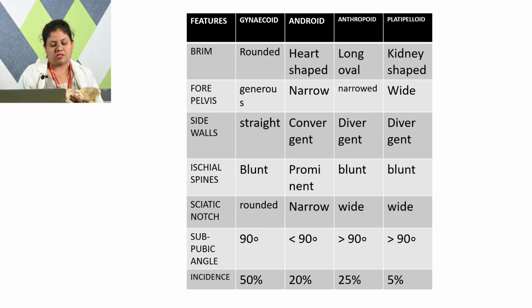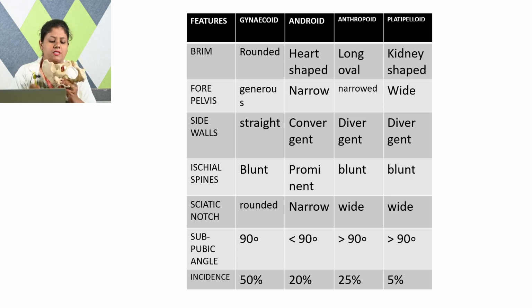Then the side walls of the pelvis. In the gynecoid pelvis they are straight, in the android pelvis they are convergent, in the anthropoid they are divergent, and in the platypelloid also they are divergent. So again, the gynecoid pelvis is favorable to give birth.